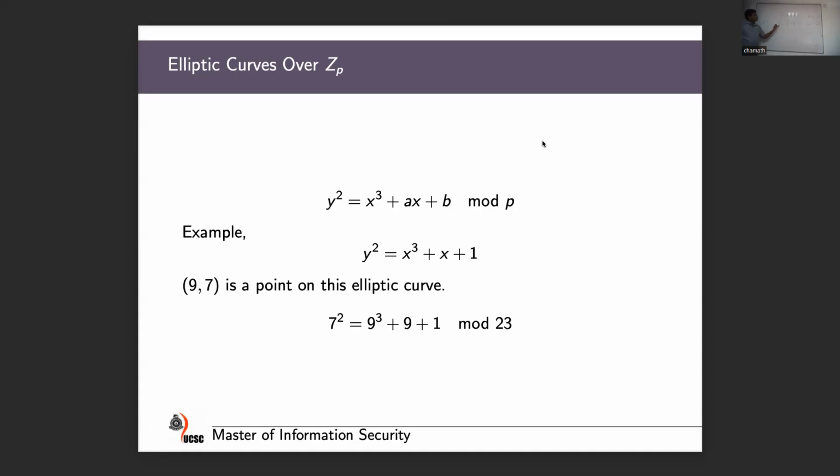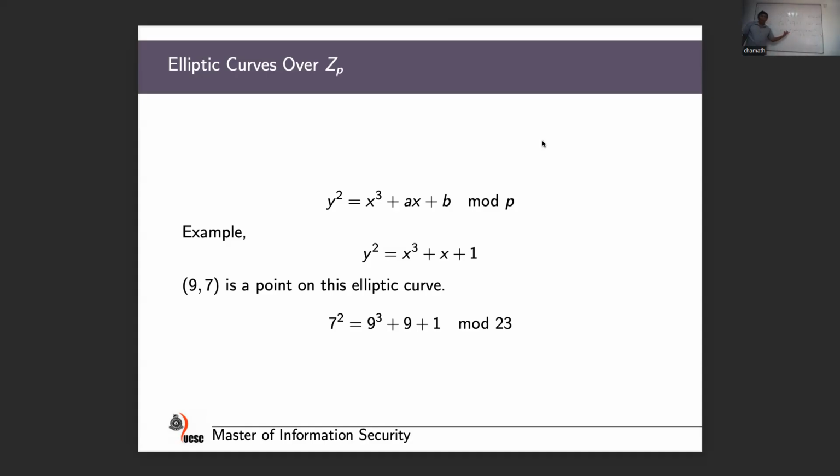Right? So what is 7 squared? 49. What is 49 mod 23? Yes, 3, right? So this is 3. And 3 should be equal to 9 cubed plus 9 plus 1 mod 23. Just to make these things easier, I can write this as 9 into 9 mod 23, into 9 mod 23. Remember that we can write it like this, right? Plus 9 plus 1 mod 23.